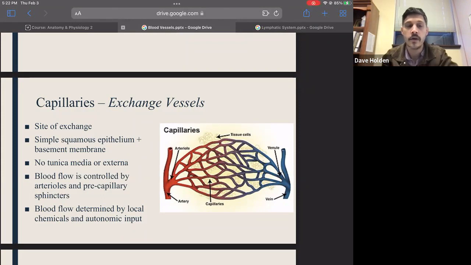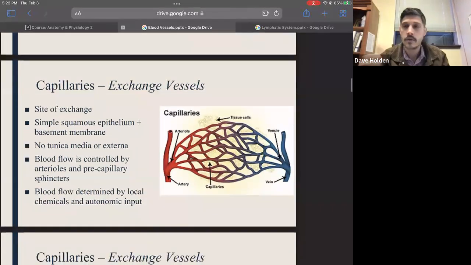The second example was autonomic input. That is from the nervous system. Remember, autonomic means automatic. So if the body gets too cold or the body gets too hot, the brain will autonomically reroute blood flow to make sure that we're preserving core body temperature. So local chemicals or the brain is how blood flow gets determined.